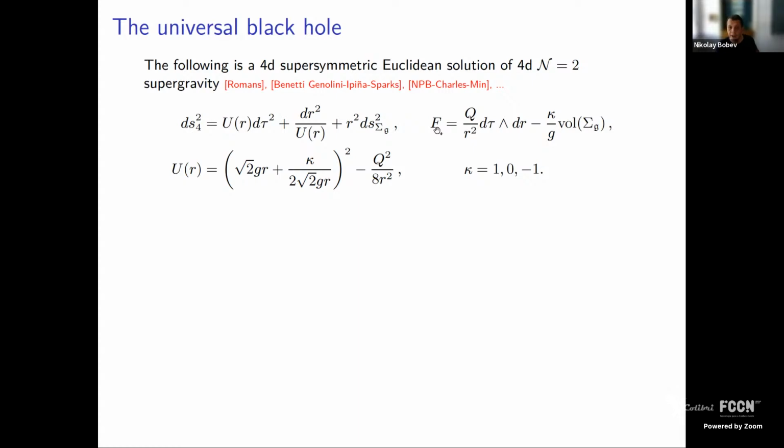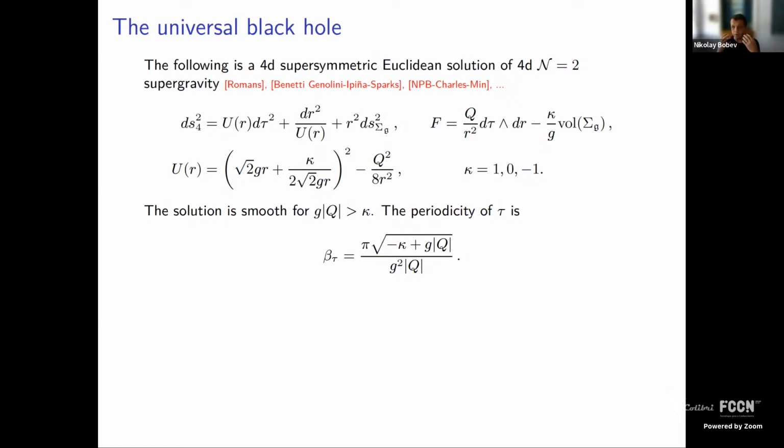There's a Maxwell field, F. The magnetic flux of the Maxwell field is completely fixed. It's not a parameter. It's fixed. Once you fix what is the Riemann surface, a sphere, a torus, or a hyperbolic one, you fix completely the flux. This is the supergravity analog of this twist that I have to do. And then the electric flux is completely free. So this capital Q is any real number. However, if you want a smooth solution, you'll get a lower bound on Q, on the magnitude of Q. The sign is arbitrary, but the magnitude has a lower bound.